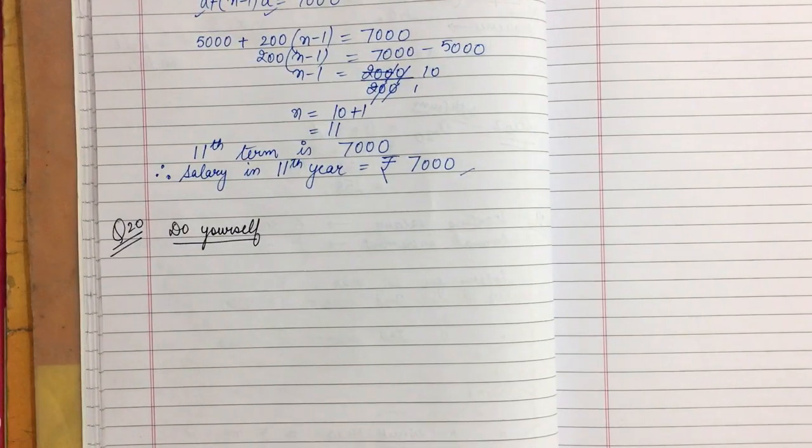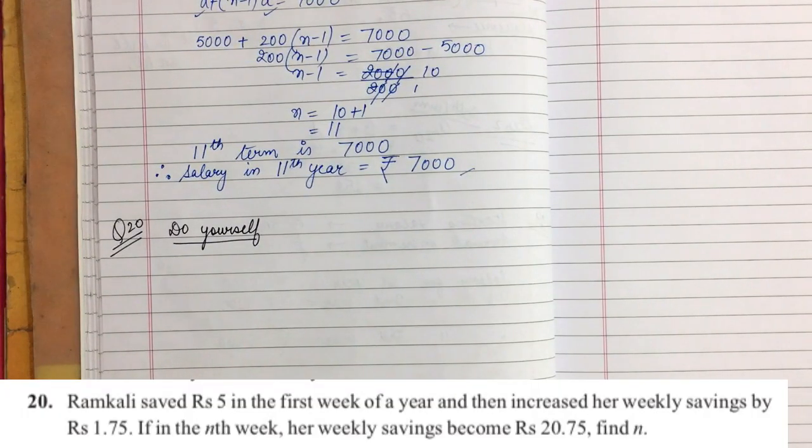I want you to try question number 20 yourself. It's similar to question number 19. I'll just give you some clues. They are saying that Ramkali saved 5 rupees in the first week of a year and then increased her weekly savings by 1 rupee and 75 paise per week. If in the nth week her weekly savings became 20 rupees 75 paise, find n. So we know what her savings are in a particular week. We want to find out what week that will be.